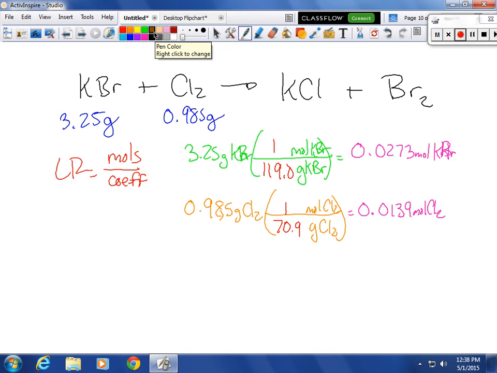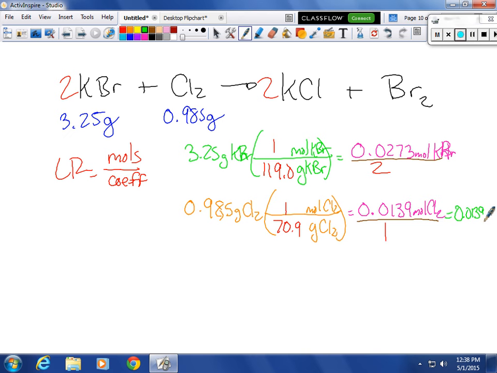Divide by the coefficients, right? So I'm going to divide here. I'm going to divide here. So what's that going to give me? Oh, I didn't even balance this thing. Wow, that was bad. 2, 1, 2, 1. Okay, so that makes a lot more sense. So I have to divide KBr by 2 and the bottom one by 1. So that gives me the same thing on the bottom, which is 0.0139.